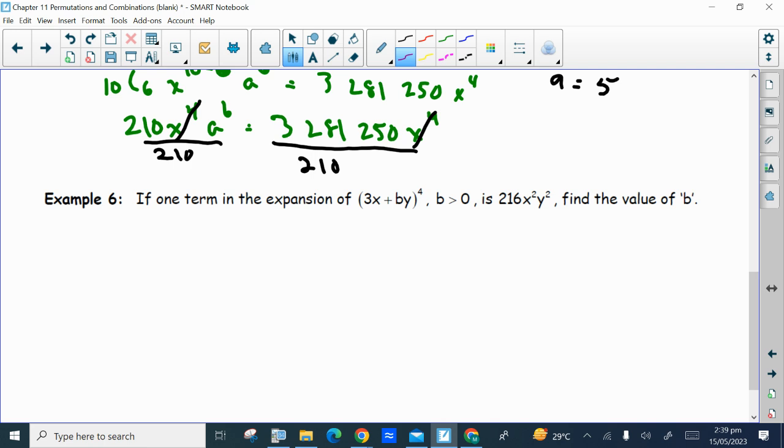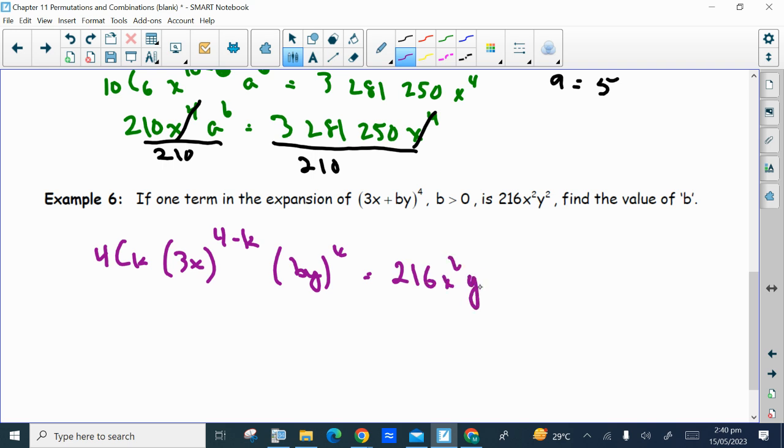Number 6. If one term in the expansion of (3x plus by) to the fourth, where b is greater than 0, is 216 x squared y squared, find the value of b. So this one will be done exactly the same way. n is 4 because that's the exponent on the binomial. Our general term formula is nCk, we'll have (3x) to the n minus k times (by) to the power k. And in this case, it must equal 216 x squared y squared.